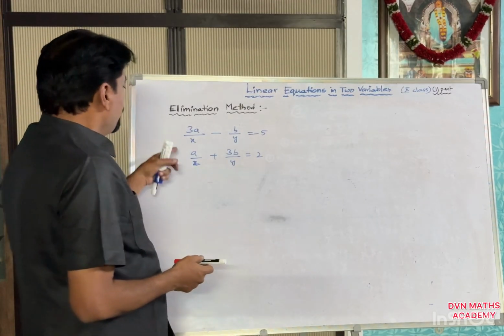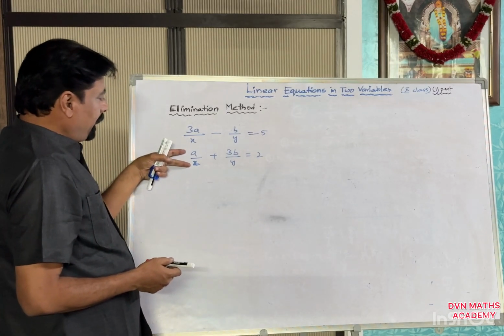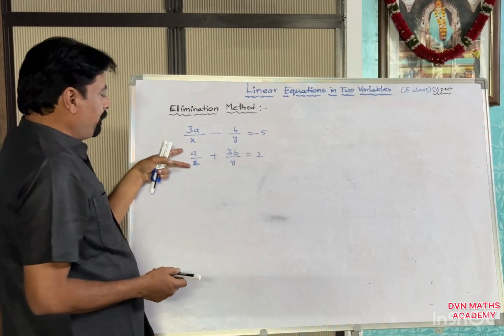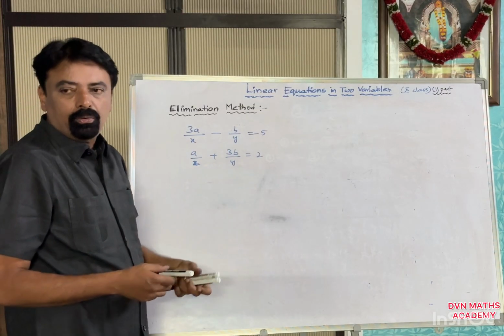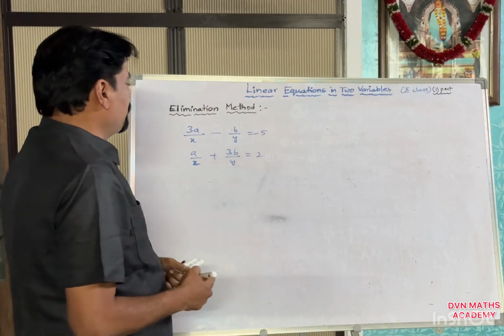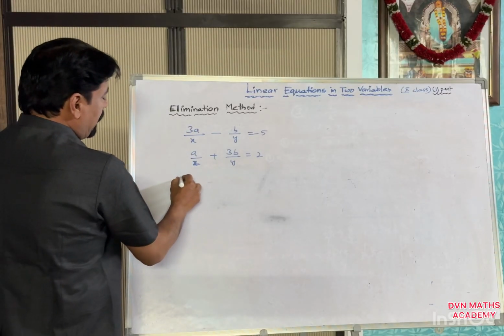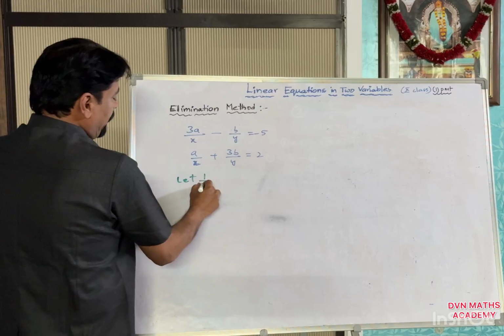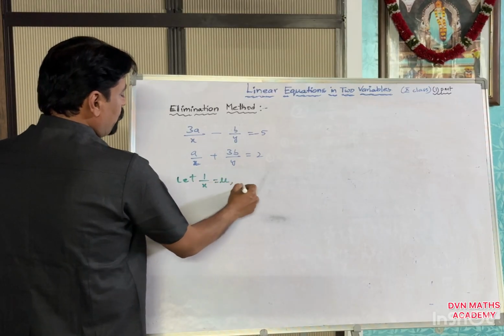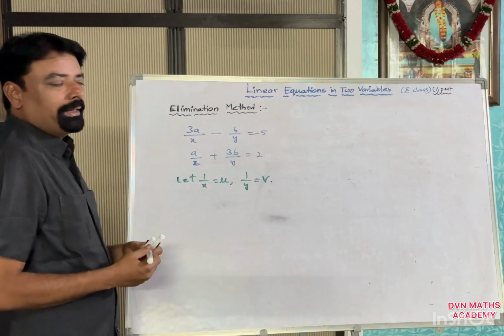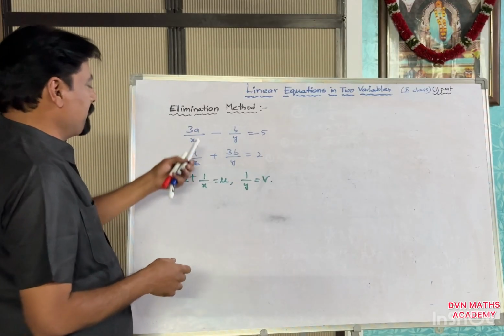So here, this is one of the pattern questions. 3a by x minus b by y is equal to minus 5, and a by x plus 3b by y is equal to 2. How to solve this question? I am going to reduce these equations. Let 1 by x be equal to u and 1 by y be equal to v. Now it is easy. This will become the general form.